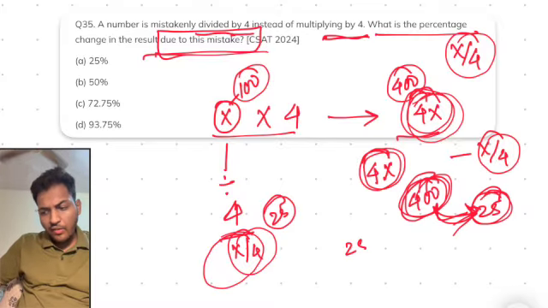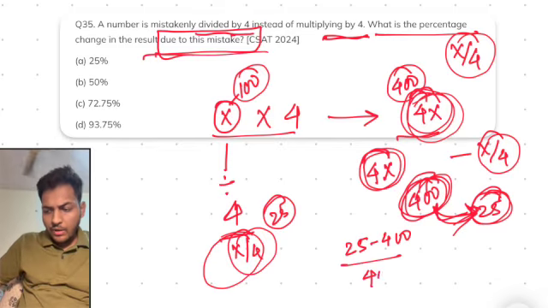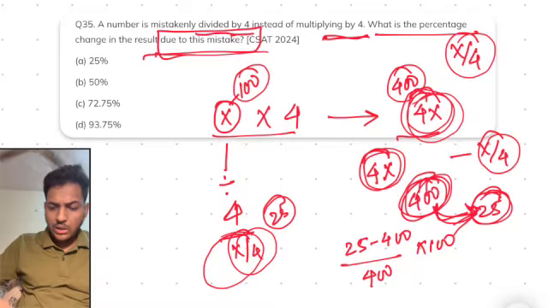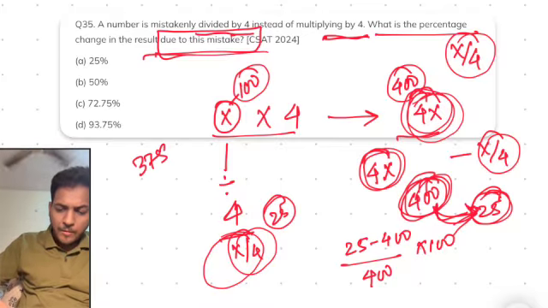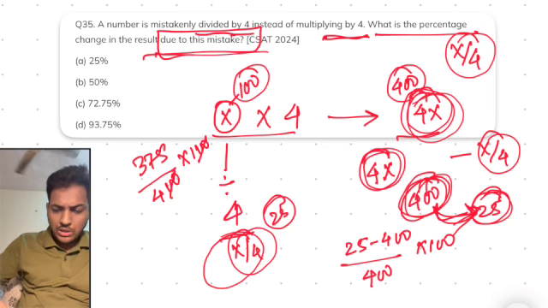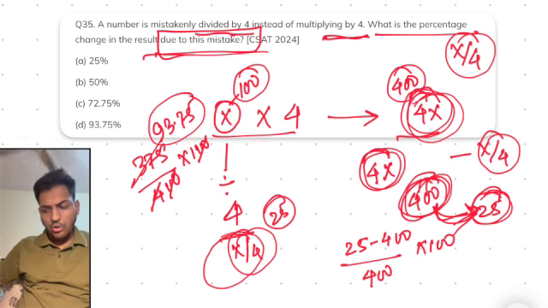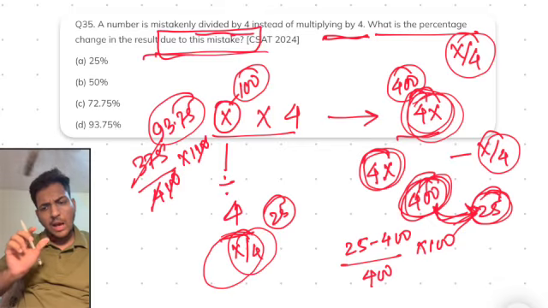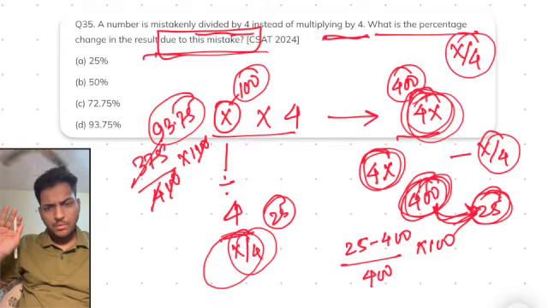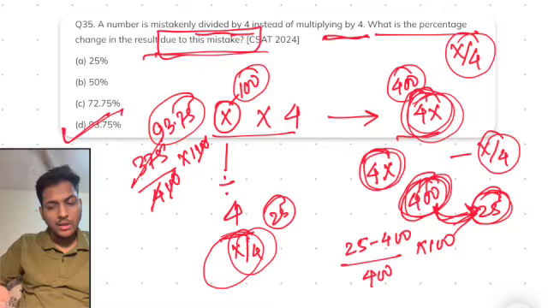So 25 minus 400 divided by 400 into 100. This will be equal to nothing else but 375 by 400 into 100. This is cancelled out. Now this will come out to be 93.75. There will also be a minus sign which you have to ignore because they are asking the percentage mistake, not increase or decrease. Actually the number has been reduced by 93%, so that's why the negative sign is coming, but 93.75, this will be the answer.